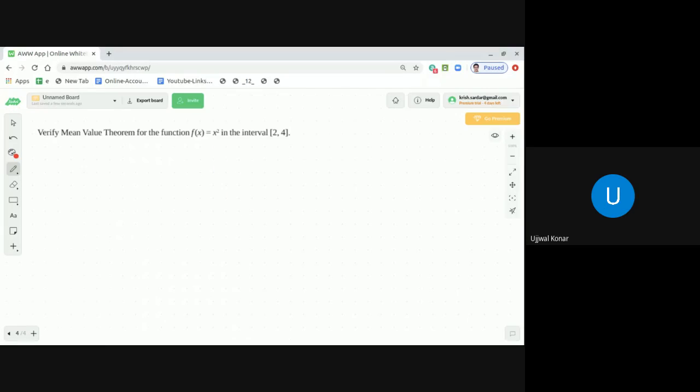So what is the question, dear students, here? The question is to verify mean value theorem. So this is the first question, I'm marking it here. Verify mean value theorem for the function f(x) = x square in the interval [2, 4]. Now mean value theorem here is actually Lagrange's mean value theorem. So now what are the conditions to be satisfied?